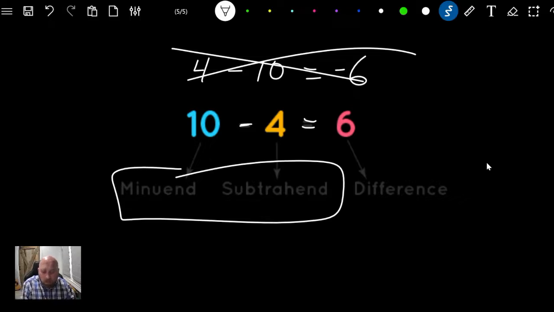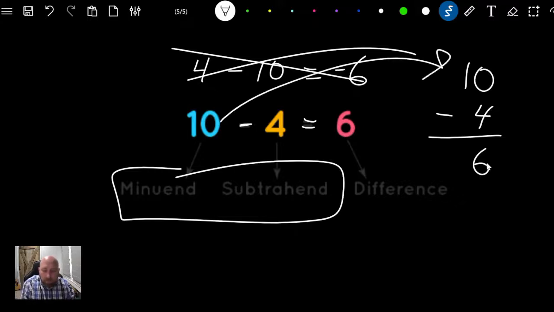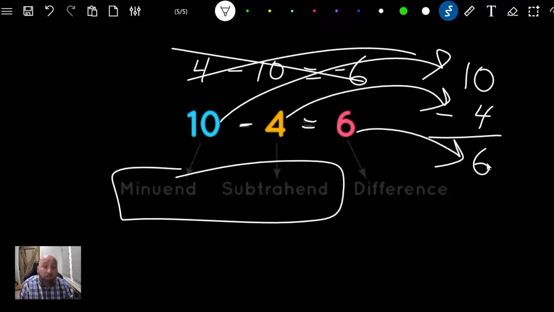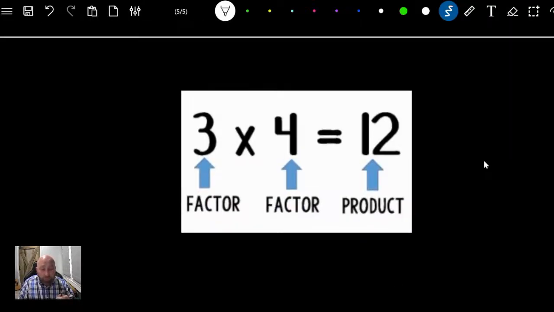Okay? If you wrote it down like this, you'd say 10 minus 4 equals 6. Maybe you're used to seeing things like that. So this one here, the 10 would be the minuend, the 4 would be the subtrahend, and then the 6 would be the difference. Okay? So always keep them in the same order.